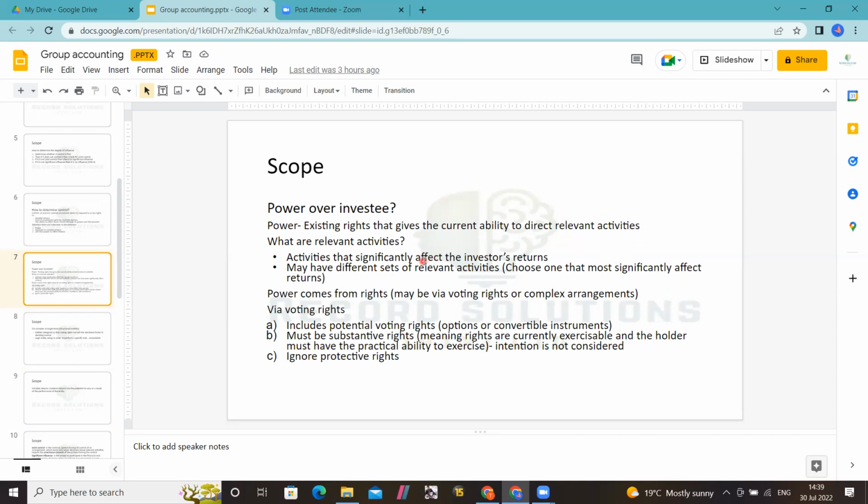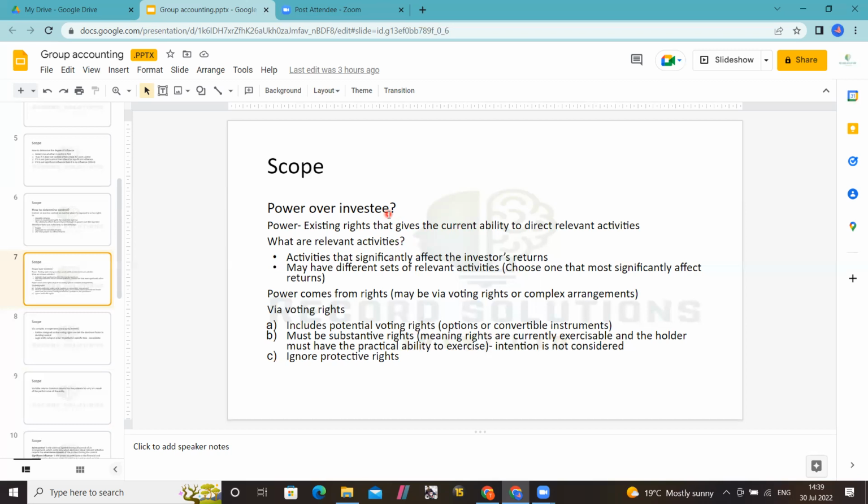So relevant activities are activities that significantly affect the investee's returns. Now imagine this entity A, when it invested in entity B, why did it invest in entity B? You invest to get a return. So it invested in this business and became a shareholder because it wanted a return. And how is this return affected? It's affected via operational decisions, number one. So operational decisions affect the returns.